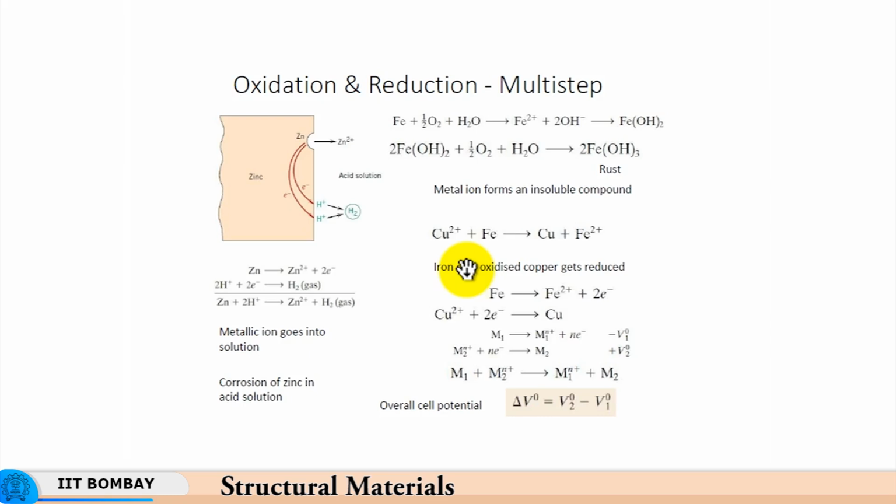Sometimes you have rusting, meaning the metal ion forms an insoluble compound, where you have atmospheric degradation or atmospheric rusting. You have moisture and oxygen present in the atmosphere, and iron gets oxidized to Fe2 plus, and finally you get Fe(OH)2, which is ferrous hydroxide, and Fe(OH)2 further gets oxidized in the presence of moisture and oxygen to Fe(OH)3. Now, what is deleterious is the presence of moisture, because if you remove moisture from here, this reaction cannot go forward.